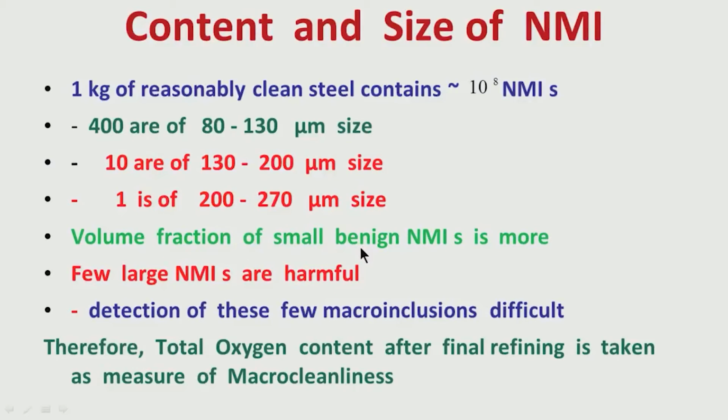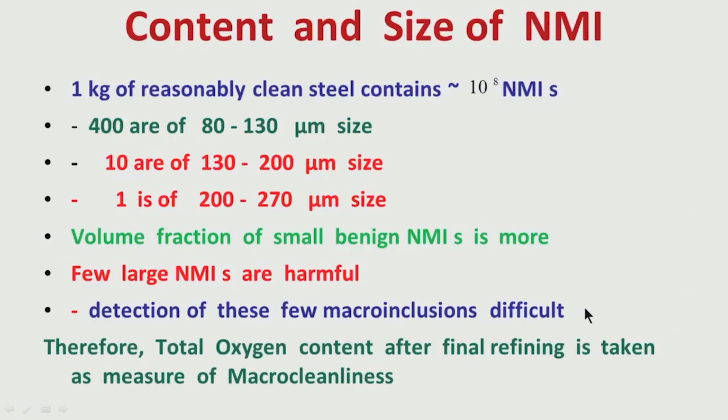So, the small inclusions we call benign non-metallic inclusions. Small inclusions are benign, they have less deleterious effect in steel, and the number of these benign inclusions is large in steel. We are fortunate that way, but the few large non-metallic inclusions are harmful. We have to be careful about the large inclusions in steel. Now, the detection of these large inclusions is difficult, because their volume fraction is very low, maybe 0.01 or maybe 0.001%. So, it is very difficult to find these inclusions in steel.